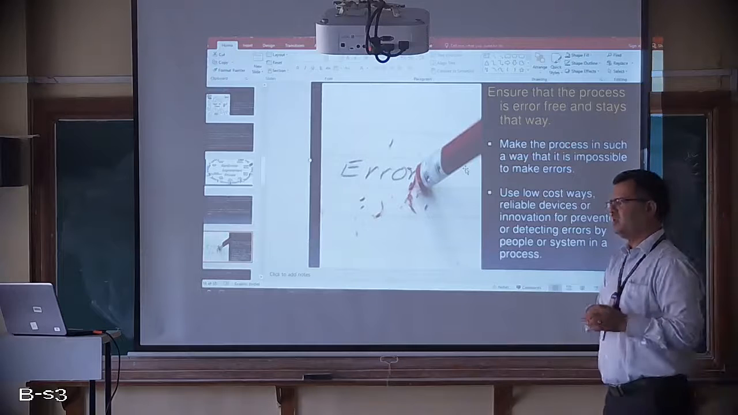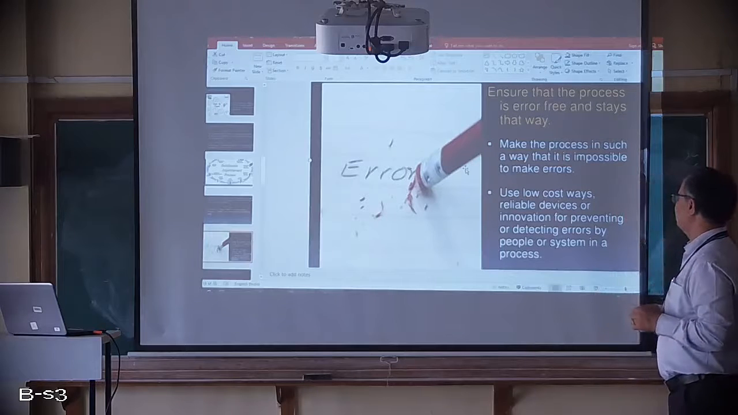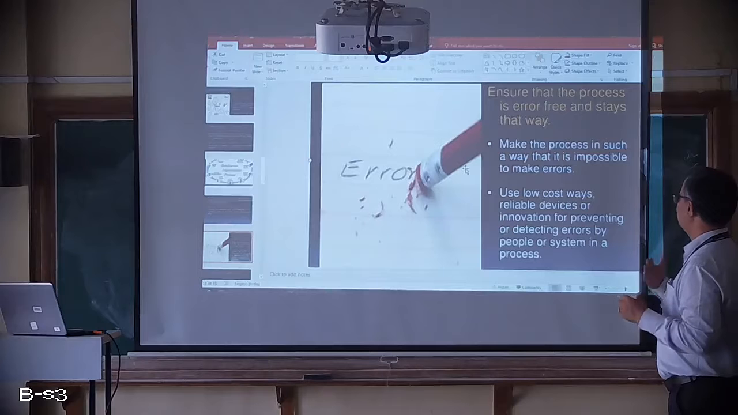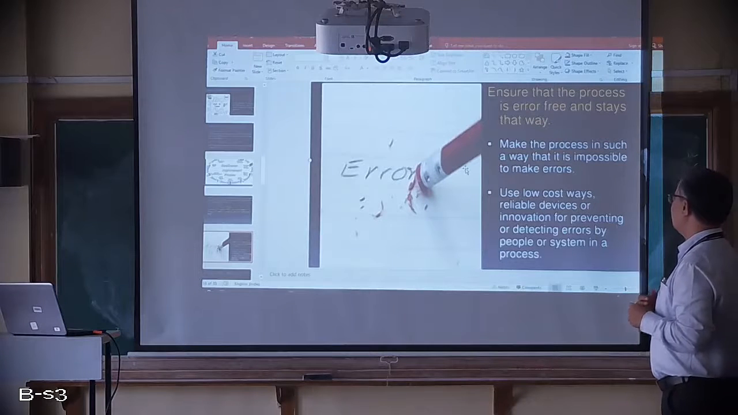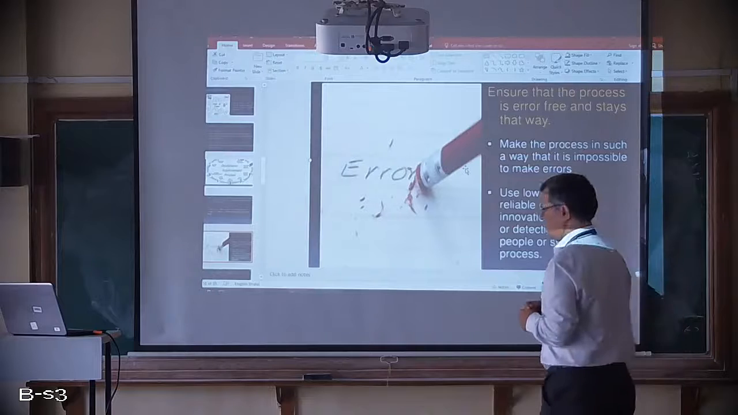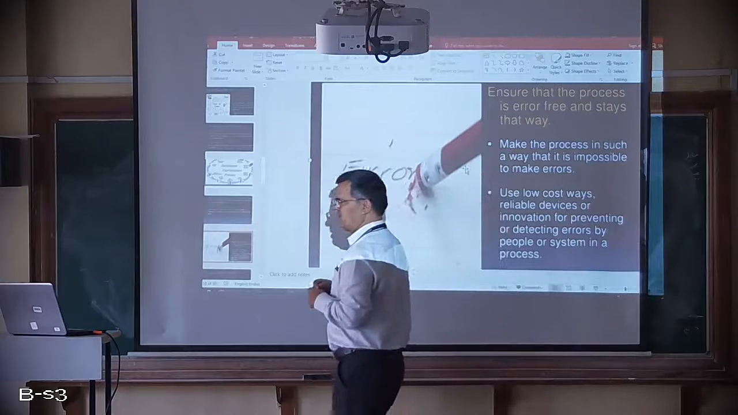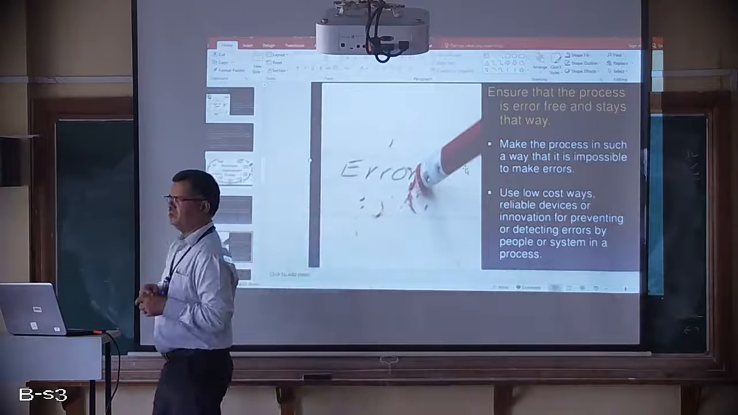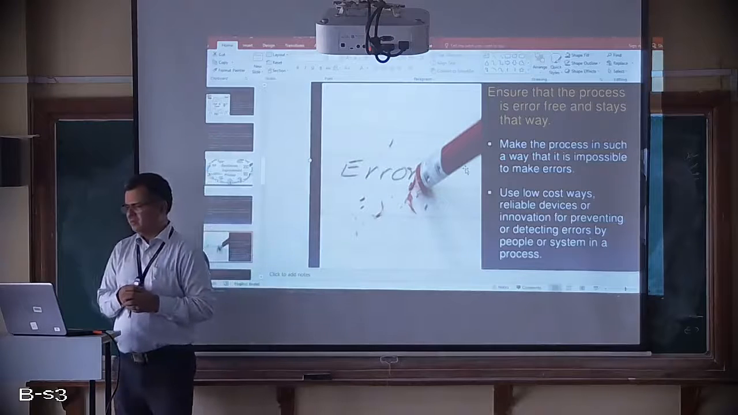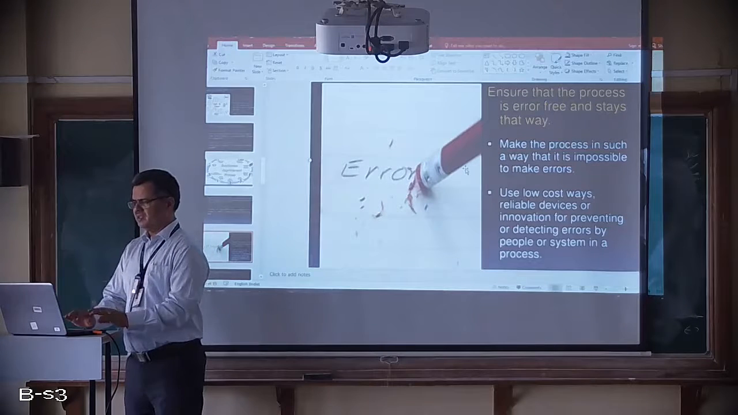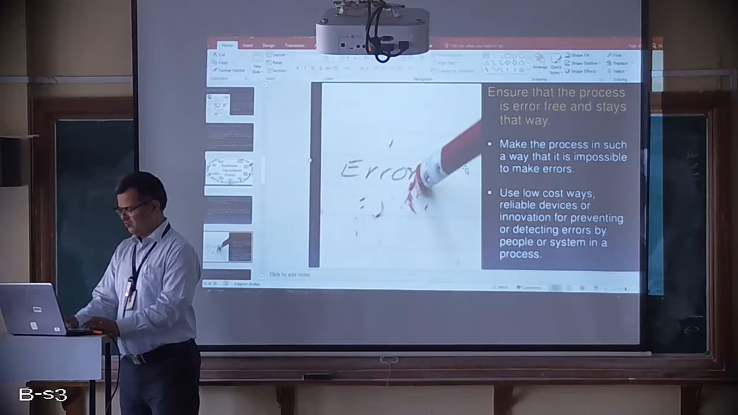So make sure it is error free by using low-cost ways, reliable devices and some sort of innovation for preventing or detecting errors by people. Remember, errors may occur, but you should have some device to identify or detect the errors, by people or a system in a process. That's what is called foolproof.